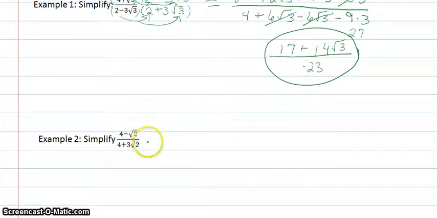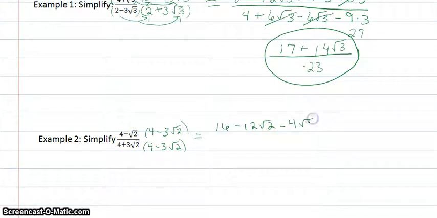Okay, in our next example, again, all we do is see what's in the denominator and then change the middle sign. So this should be 4 minus 3 square roots of 2. That's the conjugate that we need to multiply by. So I'll multiply the 4 across. So I'll have 16 minus 12 square roots of 2. And then I'll multiply the negative square root of 2 across. So minus 4 square roots of 2 plus 3 times 2.